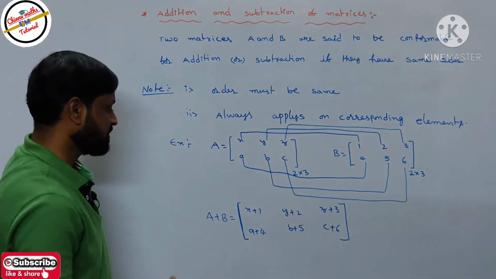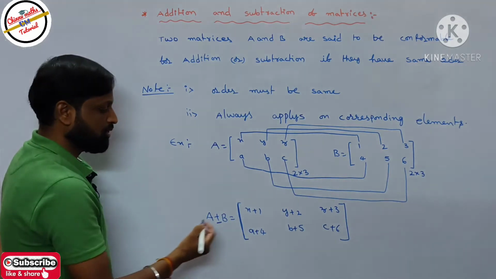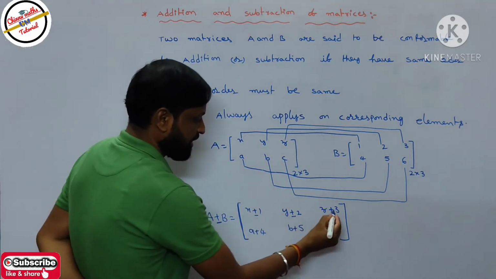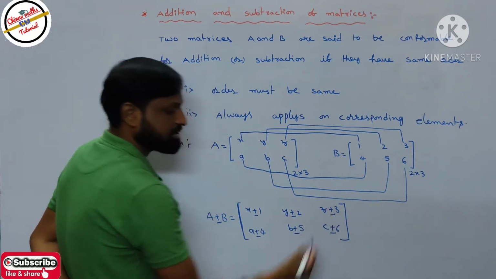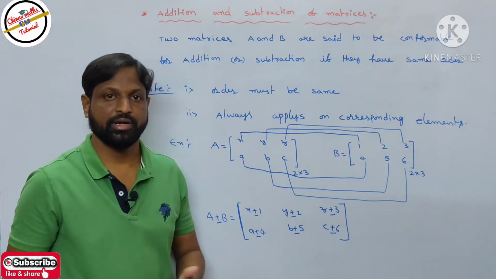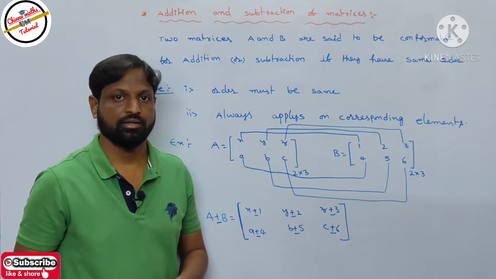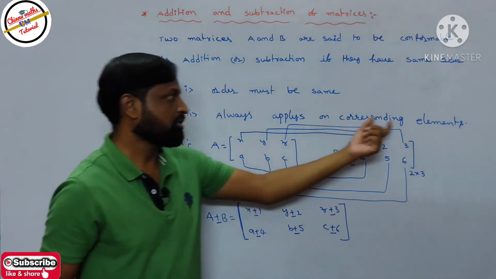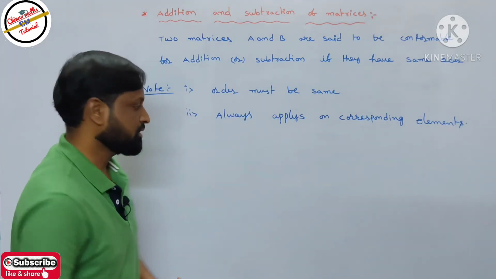Similarly, if you take the subtraction of the two matrices, A minus B, simply take X minus 1, Y minus 2, Z minus 3, A minus 4, B minus 5, C minus 6. For addition or subtraction of two matrices, they must have the same order. Then you can apply the addition or subtraction on the corresponding elements. So that is the example. Let's take one more example.